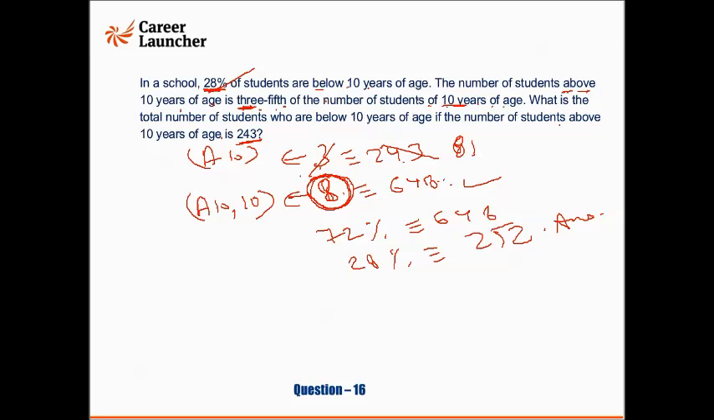Question says 28% are below 10 years of age. And so if 28% are below 10, then 100 minus 28, that is 72%. 72% will be equivalent to these students who are above 10 and who are of 10, right? So 72% will be equal to 648. So you have to calculate below 10 and their percent is 28%. So 28% you can easily calculate out as 252. So 252 will be my answer. Okay.